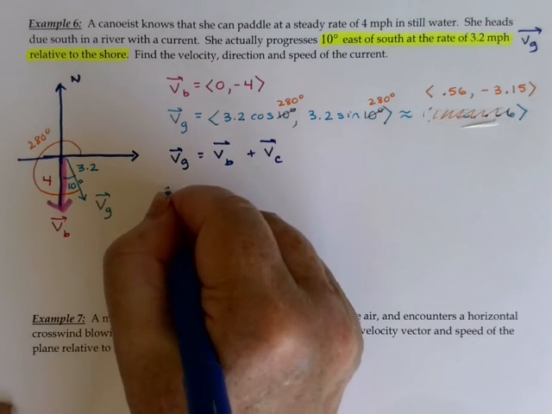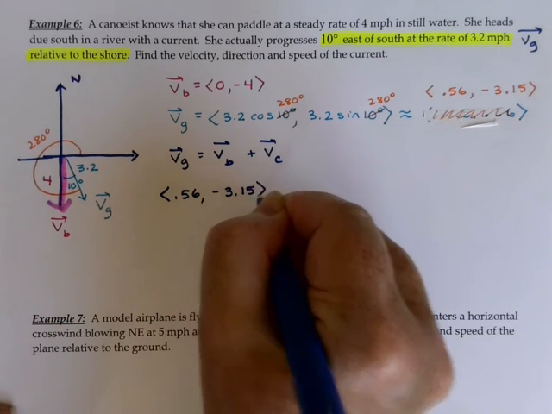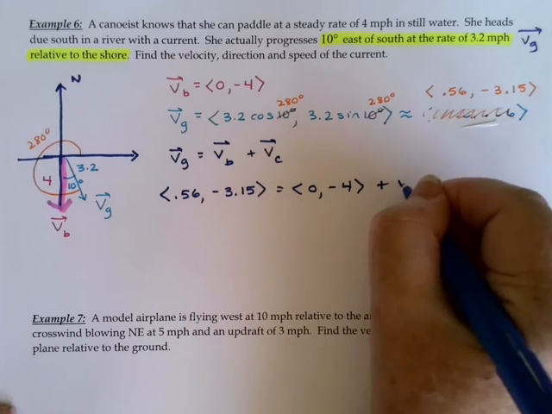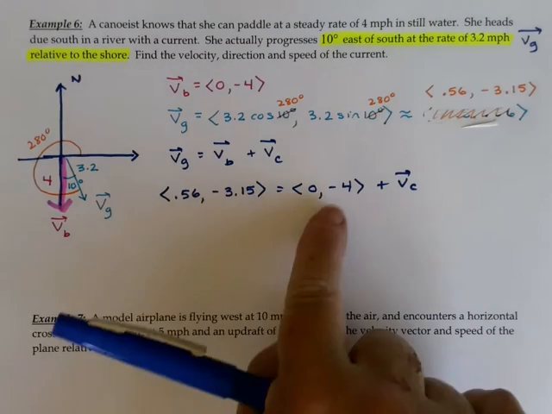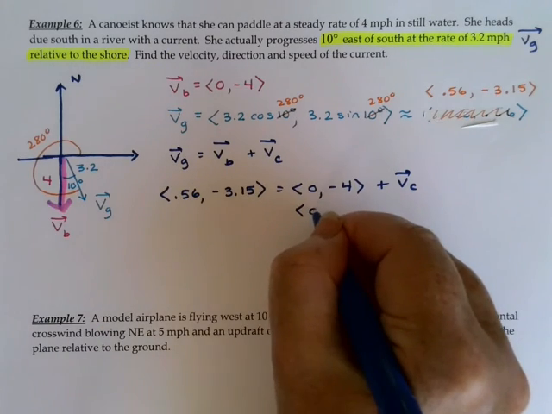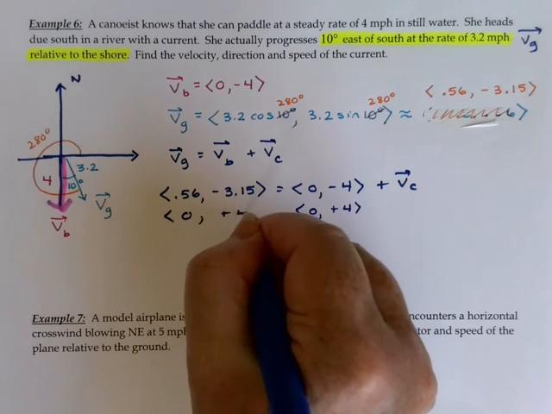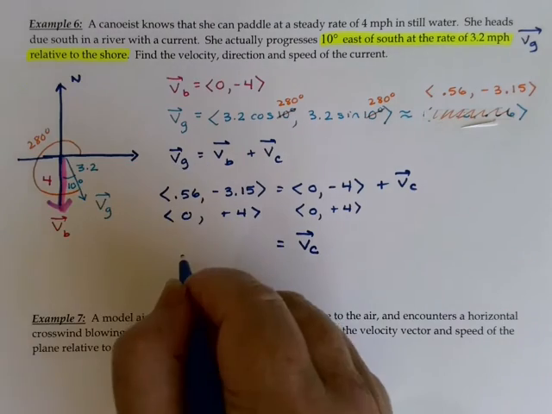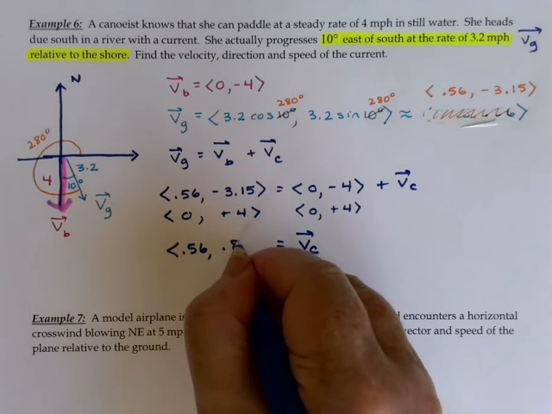So I'll put my VG in here. And my VB. And then the unknown VC. I'll simply want to subtract this vector over to solve for VC. So in fact, if I technically do a 0 and a +4, I will have VC. And that'll give me 0.56 and 0.85.